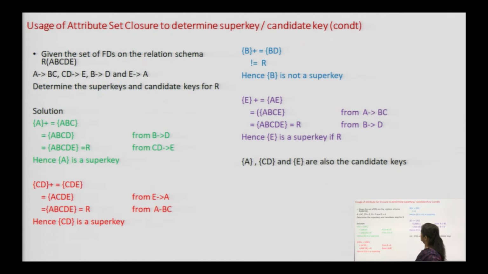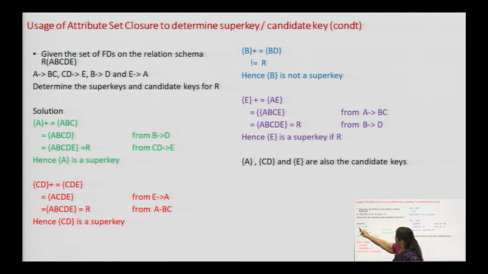candidate key. Okay. So let us see over here, the given set of functional dependencies are A to BC, CD to E, B to D, and E to A. So for each functional dependency, we will determine the closure of the left hand side attribute. We already know how to do this.